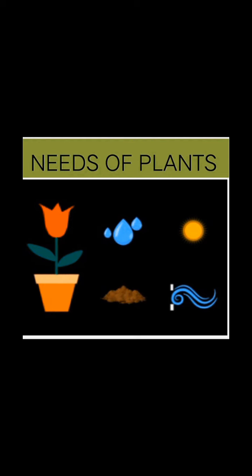Next is needs of plants. We know that all human beings grow with time. What do we need to grow? We need food, water, and air. Similarly, plants also need resources to grow from a seed to a sapling to a big plant. Plants need 4 things to live and grow: water, sunlight, soil, and air.